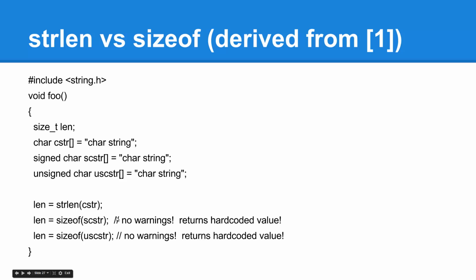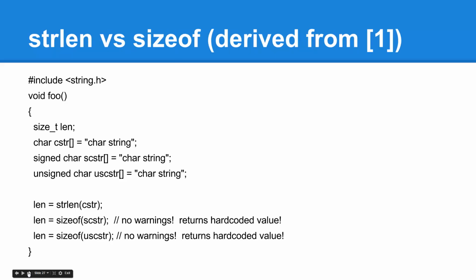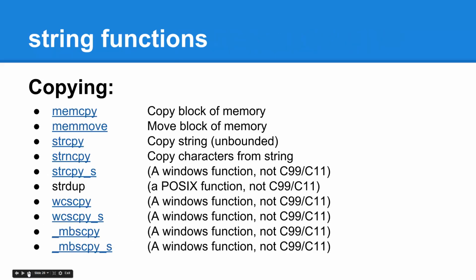So from my testing with GCC version 4.2, this does not return any compiler warnings compared to the previous instance of using strlen for these signed and unsigned variants of strings. So that's an interesting nuance. Some compilers may act differently, though. So the following are a set of string functions.